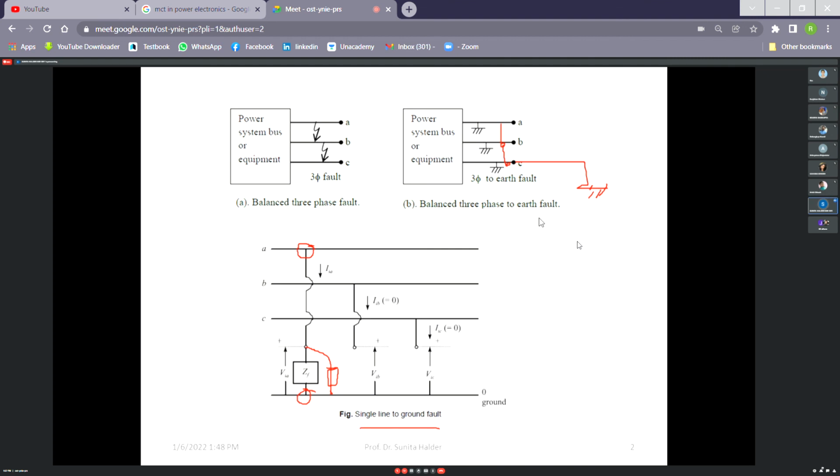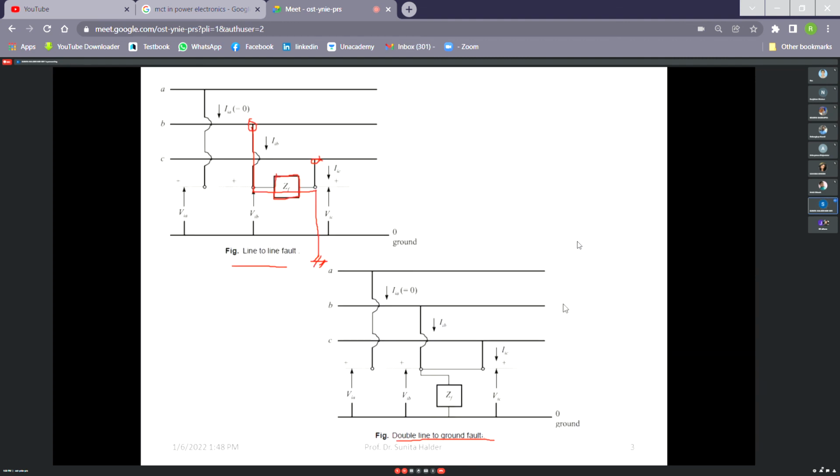That thing we shall learn in our fourth year classes. Here we shall only learn about the balanced three-phase fault. Obviously, in the system, balanced three-phase fault is rare as compared to single phase fault. Actually, single phase fault is very common in the power transmission system.